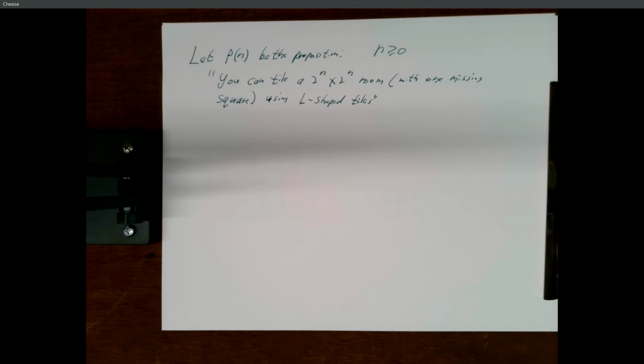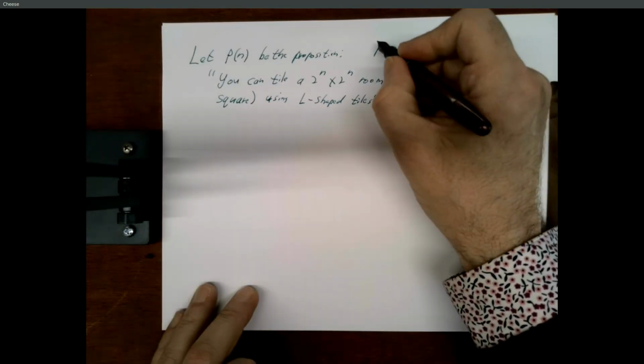But if you prefer, you could start with n equals 1. That's a 2-by-2 room, right? And the goal is if there's one square missing, can we tile that? So let's start off with n bigger than or equal to 1.